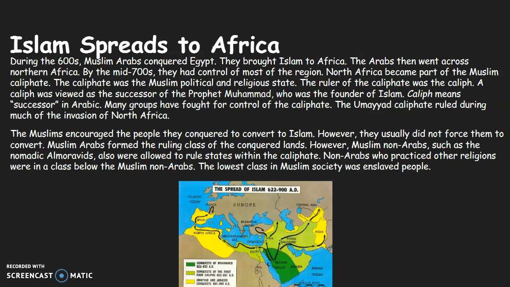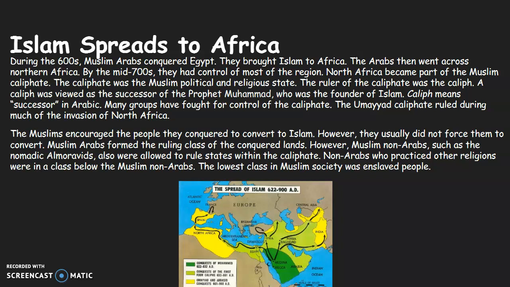The Caliphate was the Muslim political and religious state. The ruler of the Caliphate was the Caliph. A Caliph was viewed as a successor of the Prophet Muhammad, who was the founder of Islam. Caliph means successor in Arabic. Many groups have fought for control of the Caliphate. The Umayyad Caliphate ruled during much of the invasion of North Africa.